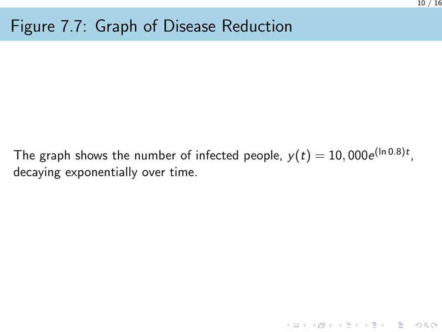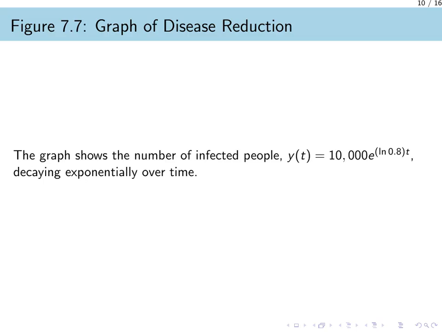This graph provides a clear visual for our disease reduction model, making the idea of exponential decay much more intuitive. On the vertical axis, we start with 10,000 infected people at time 0. As time progresses along the horizontal axis, the curve drops, showing the number of cases decreasing. Notice how the curve is steep at the beginning and becomes flatter over time. This shape illustrates a key property of exponential decay.